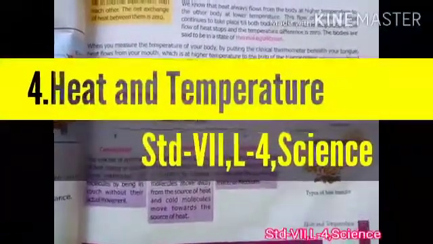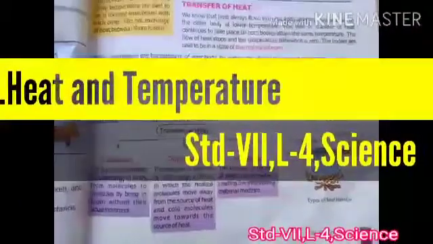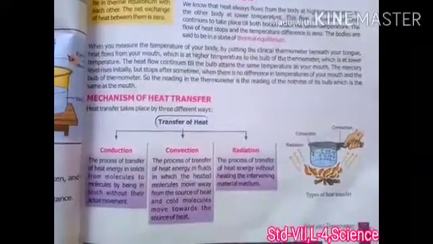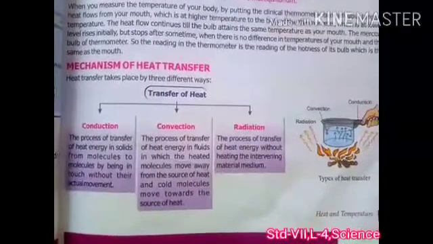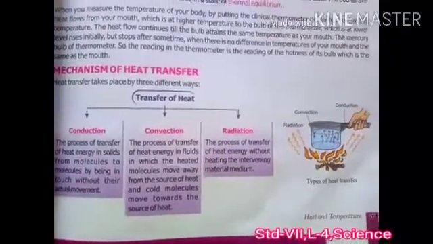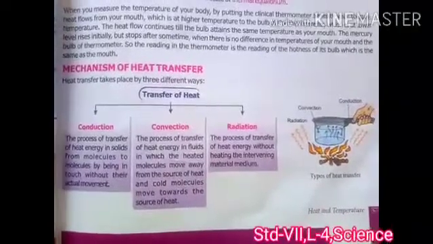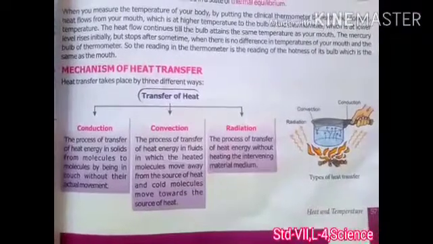In the last video, we have seen about the types of thermometer, transfer of heat, and thermal equilibrium. Now we will see about the mechanism of heat transfer. As you can see in the picture, heat transfer takes place in three different ways: conduction, convection and radiation.